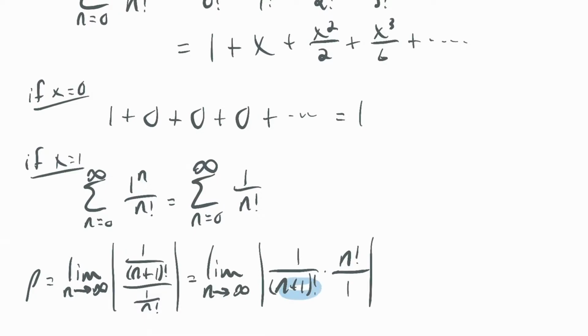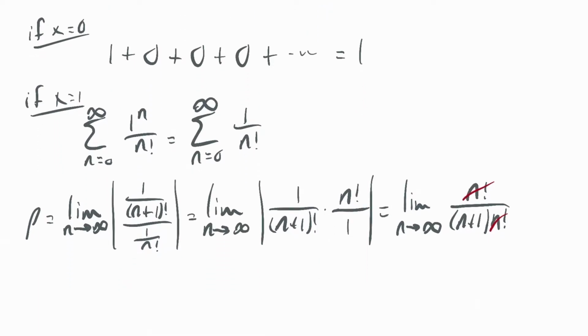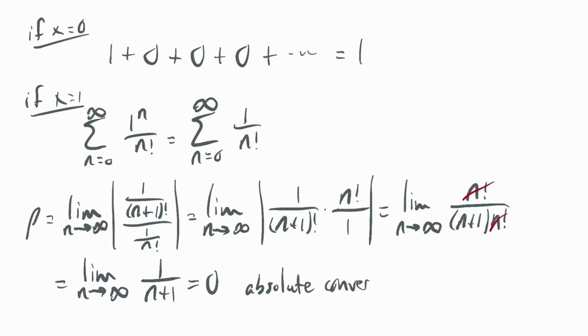Now I'm going to rewrite n plus 1 factorial as n plus 1 times n factorial. And while I'm at it, I'll combine the two fractions into one. And let's drop the absolute value bars because everything's positive anyway. So this is n factorial over n plus 1 times n factorial. So I get some cancellation here. So this is equal to the limit as n goes to infinity of 1 over n plus 1, which is 0. So we get absolute convergence. Okay. So if x is 1, we get absolute convergence.